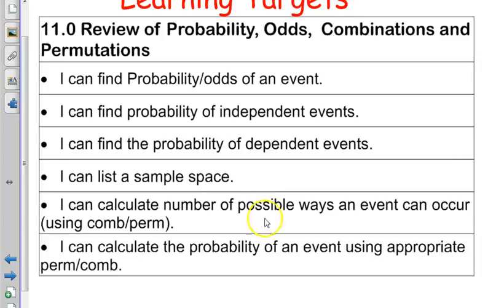I can calculate number of possible ways an event can occur using either combinations or permutations, whichever one is appropriate. And then I could calculate the probability of an event using those. All right.